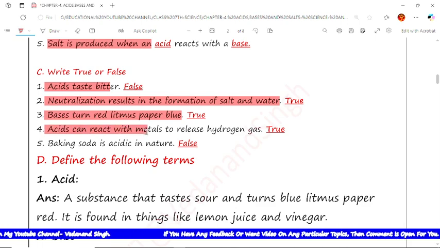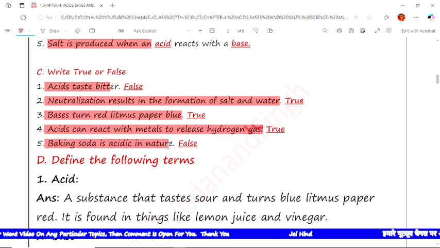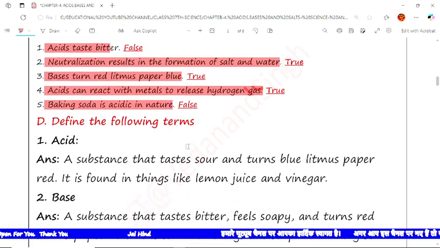Acids can react with metals to release hydrogen gas. Yes, this is true. Now the next: baking soda is acidic in nature. No, baking soda is not acidic in nature. It is basic in nature. So this is false.